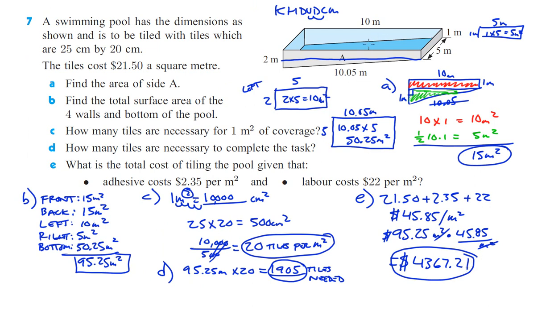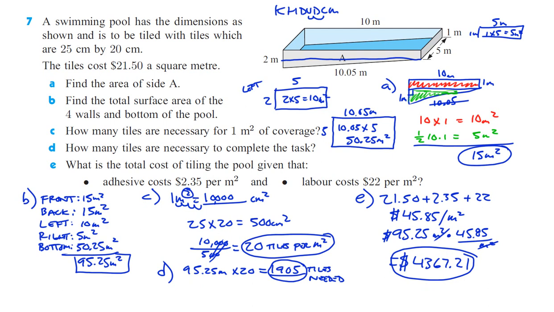Which, you know, I mean, that's a pretty big pool. That's 30 feet by 15 feet. It's not terribly deep because it's only 3 feet. It's only 6 feet at the end. But still, 4367.21 to tile that whole pool. That's a lot of money.